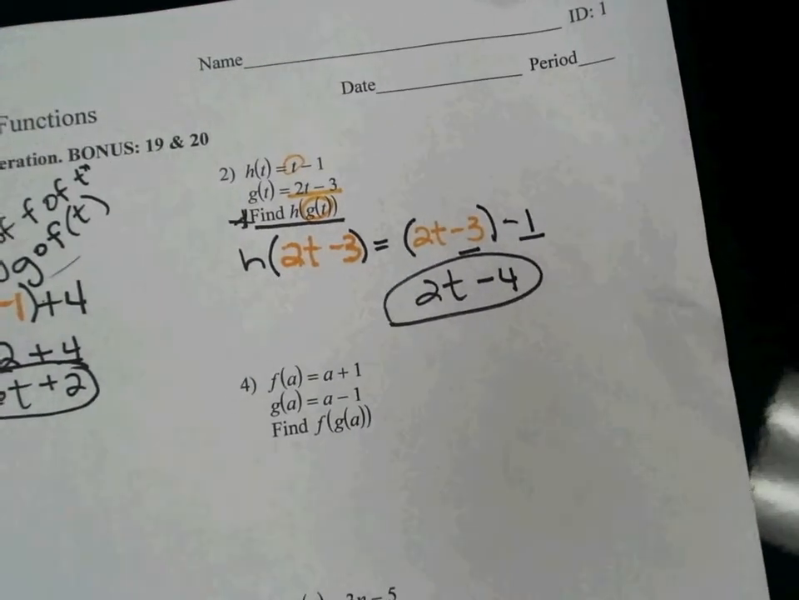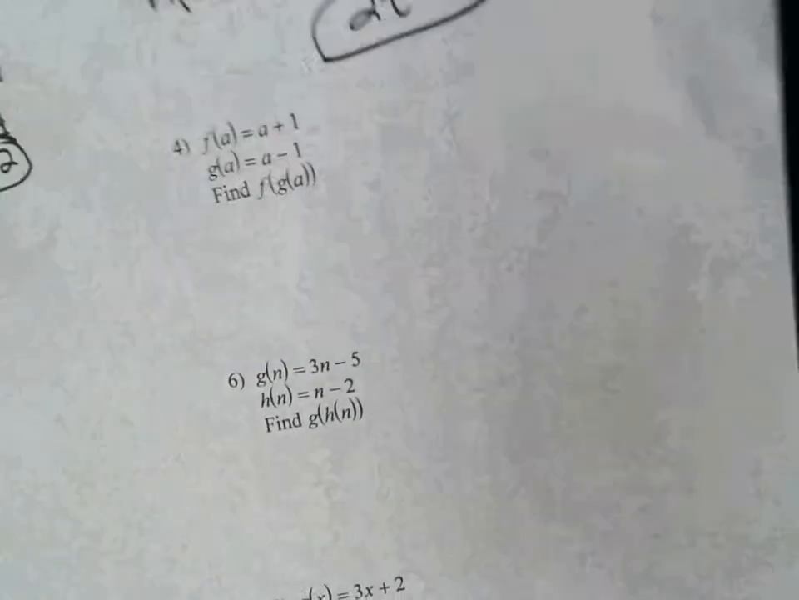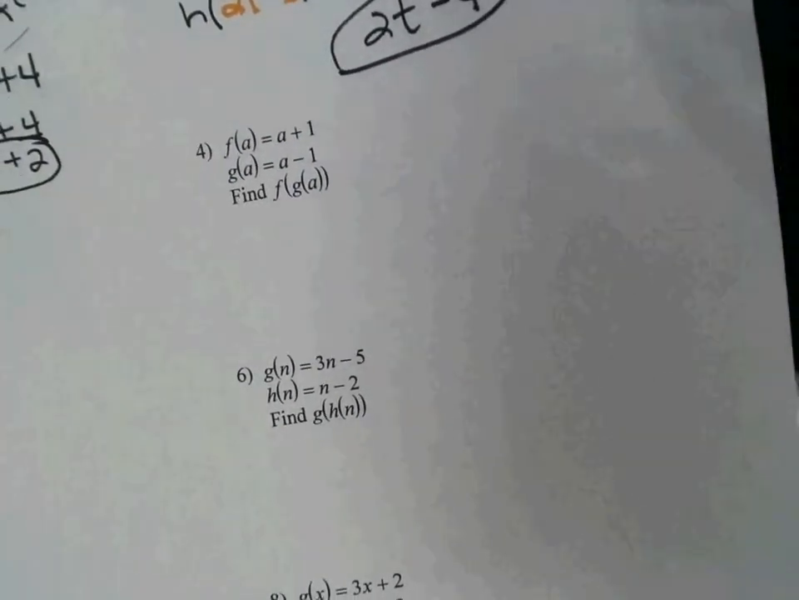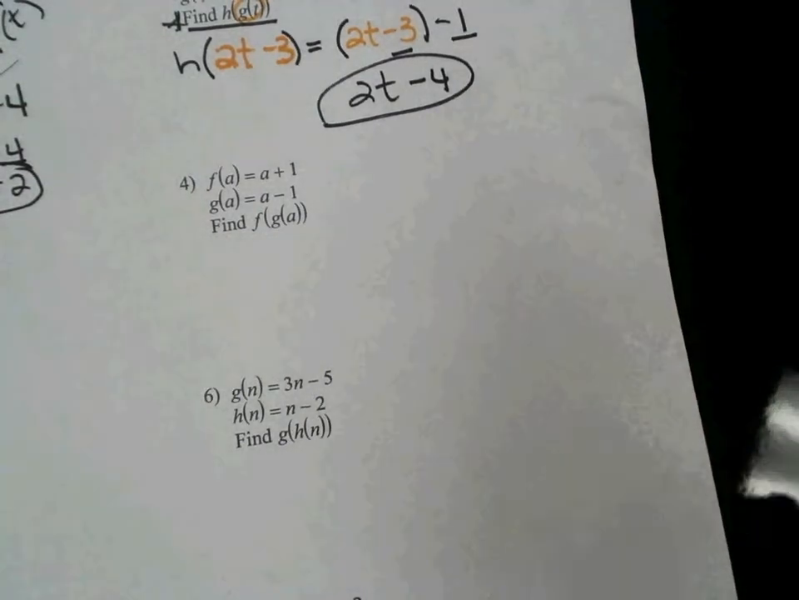I'll do 2 more. You guys pick. Shout out your favorite number. 19? 10. That's what I heard first. Okay, so I'll do 10 and then 19. Not 19, though, because that's an extra credit one. Okay, 18. Sorry, 18 first.